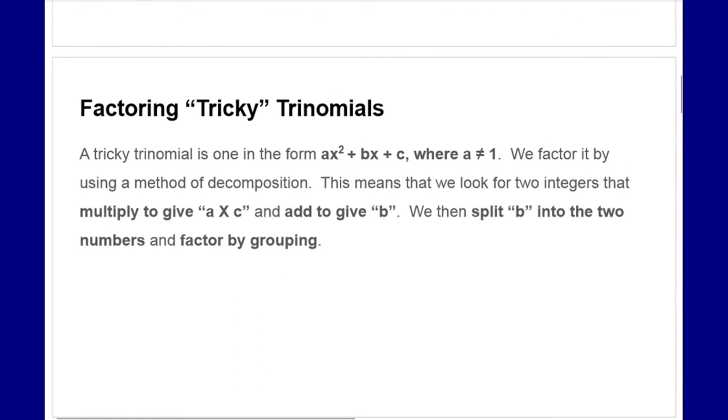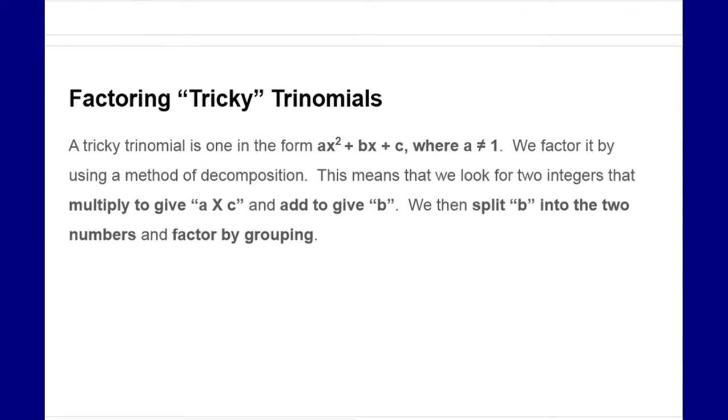If we look at tricky trinomials, these are the more complicated ones. These are where we have ax squared plus bx plus c, where a does not equal 1. So we do see a visible value in front of the x squared. We factor it by a method of decomposition, which we have talked about. This is exactly the same description from our review unit. This means that we look for two integers that multiply to give a times c and add to give b. We then split b up into the two numbers and factor by grouping.